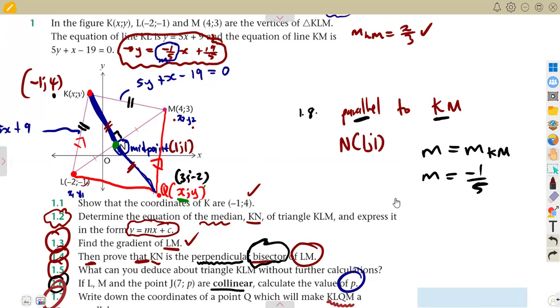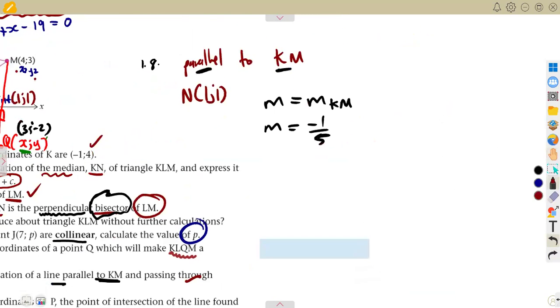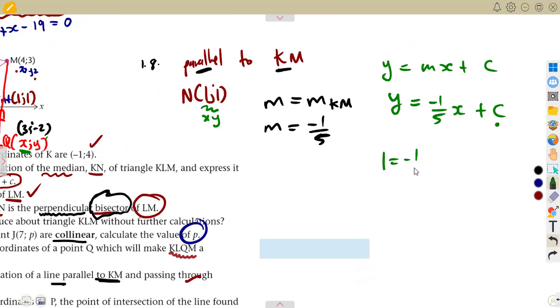From the equation concept, I don't know which format you are going to take, but you can determine your equation. I'm going to use y = mx + c, where m is the gradient, so y = -1/5 x + c. To find c, which is the y-intercept, I'm going to substitute the point that I'm given. That is (x, y), so y = -1/5 times x, which is 1, plus c. So y is equal to what? Minus 1 over 5 times 1, that is minus 1 over 5, plus c.